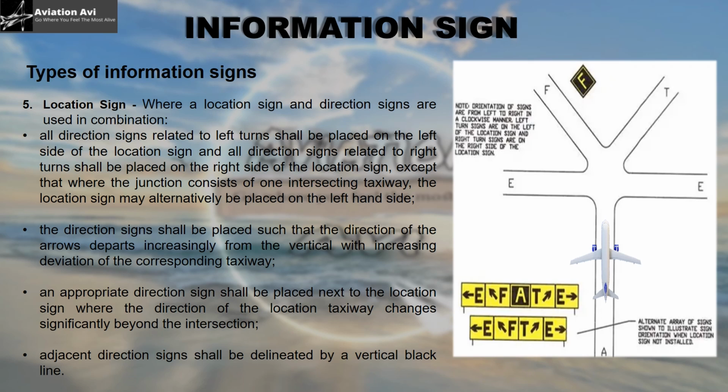An appropriate direction sign shall be placed next to the location sign where the direction and location of the taxiway changes significantly beyond the intersection. The adjacent direction sign shall be delineated by a vertical line. As you can see here, these vertical lines give you the separation between each of these direction signs.